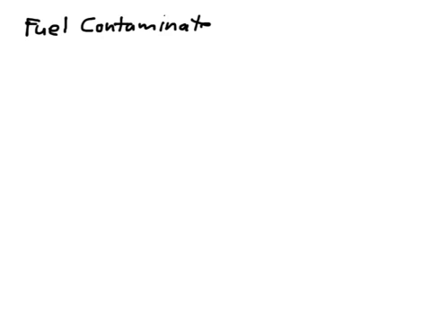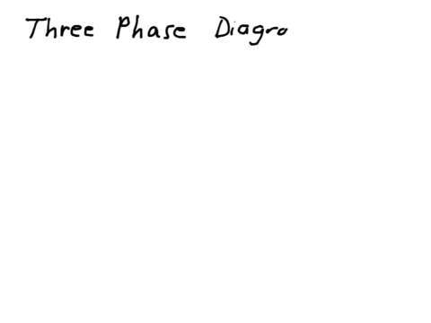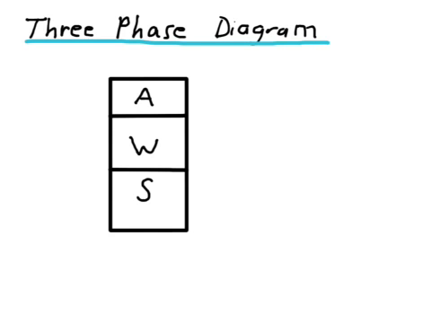This is a review of the field contaminated backfill problem from your midterm exam. Here's the text of the problem. The key concept that you need to understand in order to solve this problem is that it's just a regular weight volume problem with one small twist, and that is, instead of the soil having water in it, it has petroleum in it, which has a specific gravity of 0.81, as opposed to water, which has a specific gravity of 1. With that in mind, we must start, as we always do these problems, with a three-phase diagram.